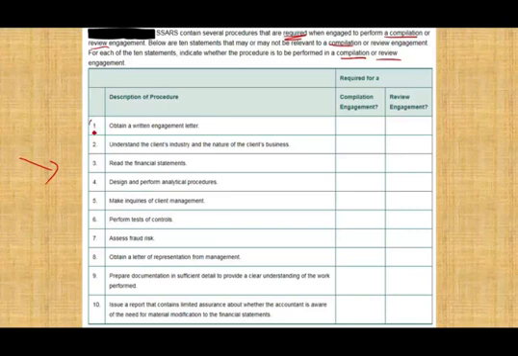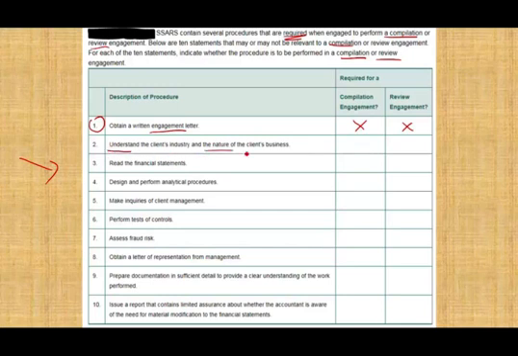Obtain an engagement letter. Number 1. Is this a compilation? Is this a review? Or both or neither? Guess what? Engagement letter, you always want to get an engagement letter, whether it's a compilation, review, and of course if it's an audit, right? Engagement letter is a good practice and it's required actually. Even though it's not required, you always want to get an engagement letter. This way you spell out the understanding between you and the client.